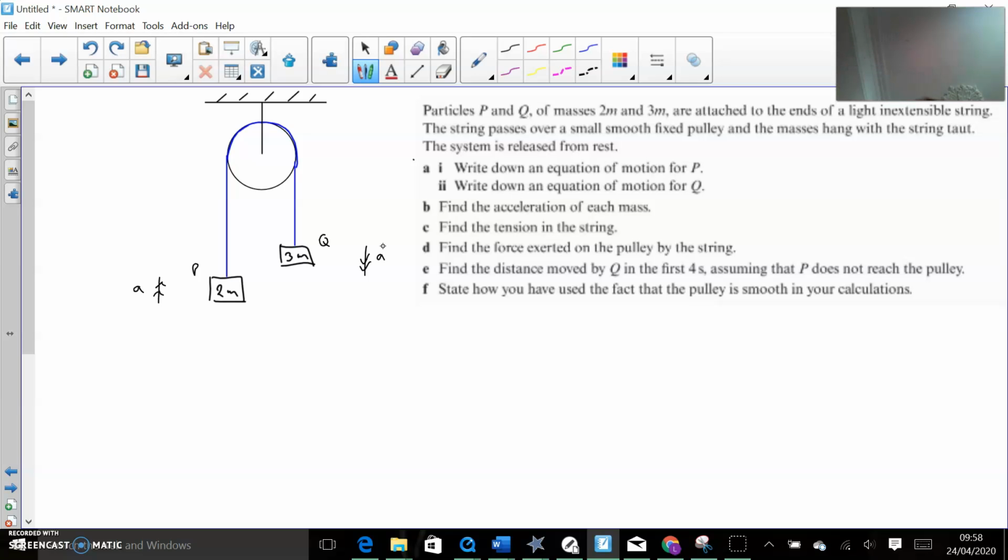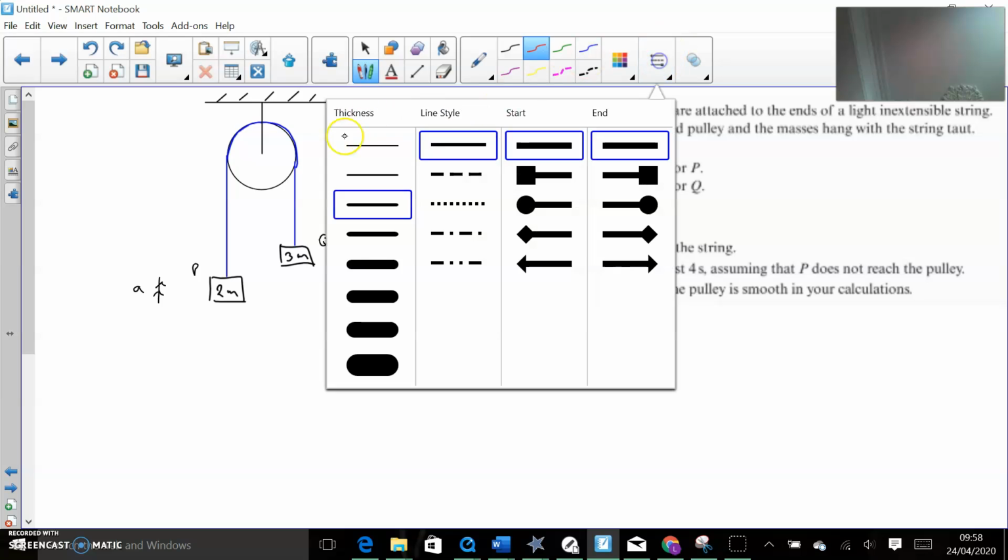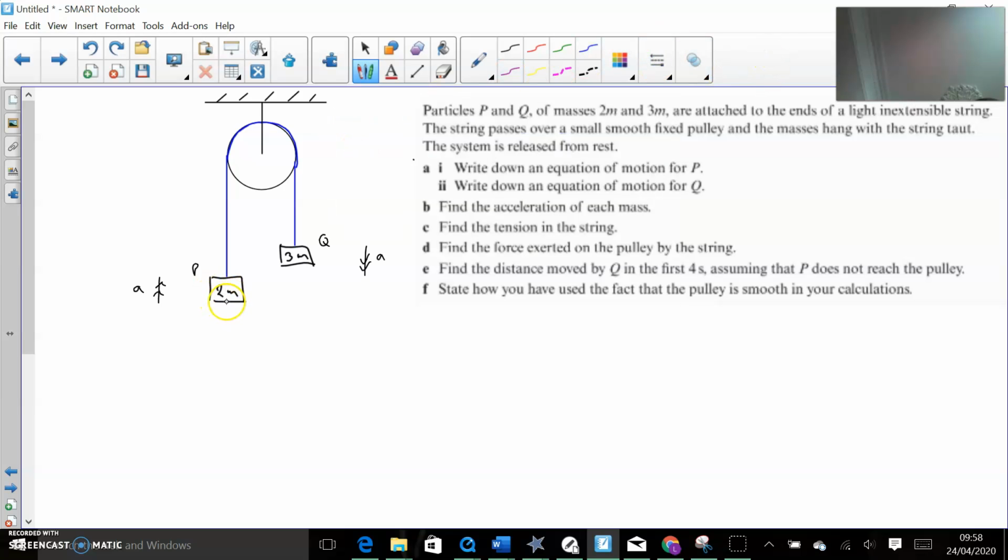Right, so let's consider the forces acting on each of the particles. Let's go for P first. The forces acting on P will have its weight, and that will be 2mg, and the tension in the string, which is pulling it up, and we'll call that T.